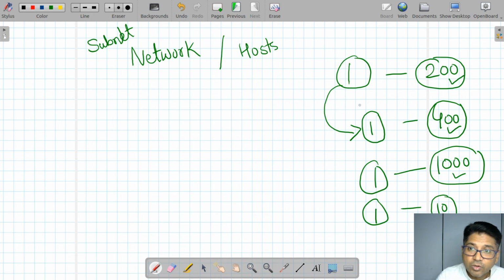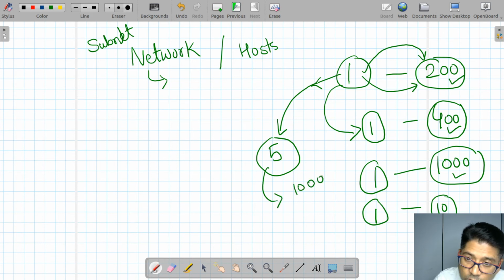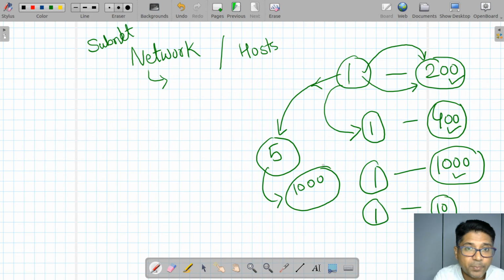So that is the network size. A network contains 200 PCs. How many networks like this? If I create 5 networks, each having 200 PCs, then across 5 networks I can accommodate 1000 PCs. Clear?